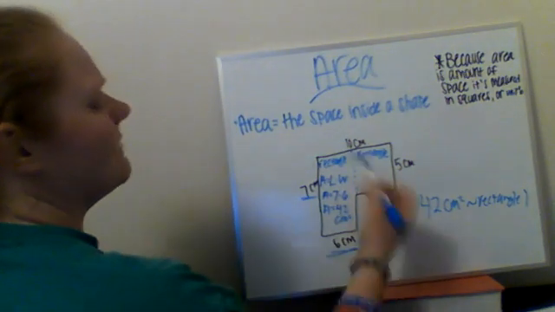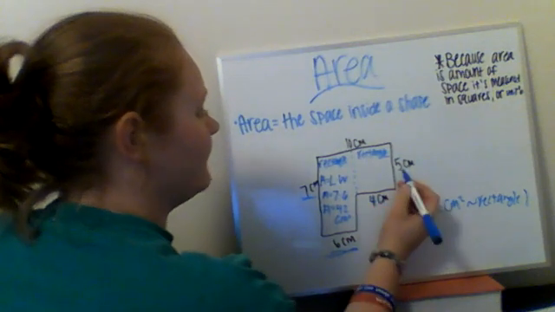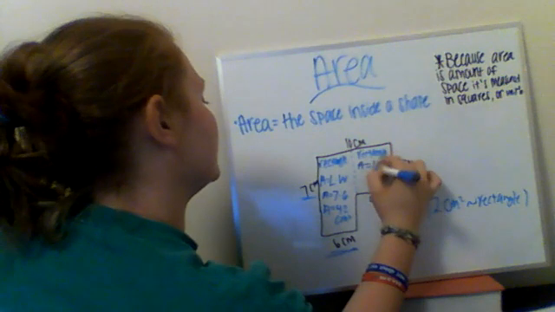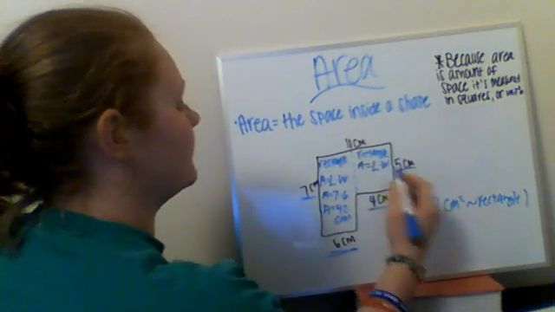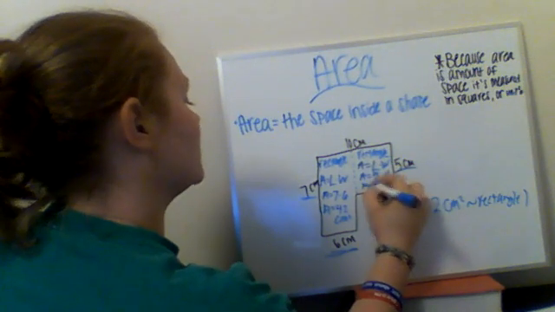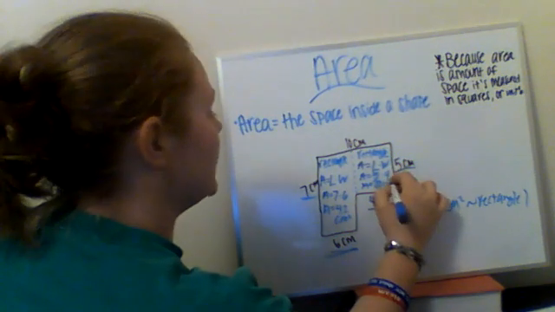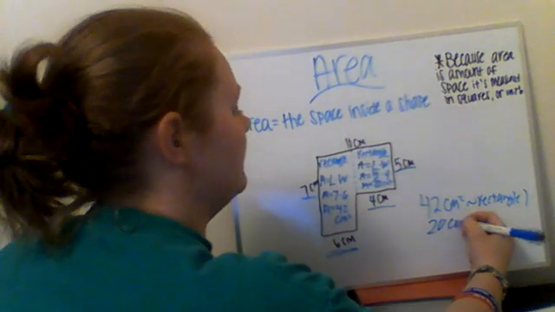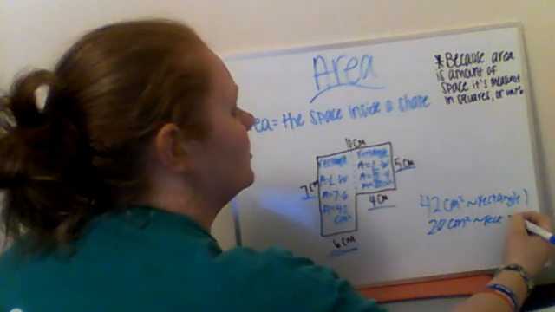Now my second rectangle, the rectangle off to the right, I'm going to look at the 5 centimeters and the 4 centimeters. Again, the area of a rectangle is length times width. So all I'm going to do is multiply 5 centimeters by 4 centimeters. 5 times 4 is 20. So my area of this rectangle is 20 centimeters squared. I'm going to bring that out to the side right here. 20 centimeters squared, and that's rectangle 2.